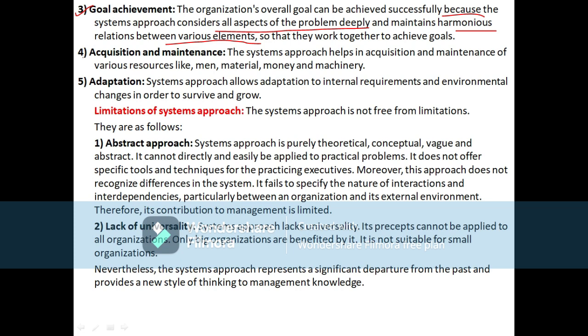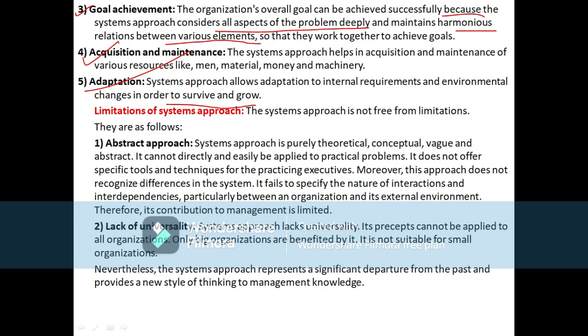Then acquisition and maintenance. The systems approach helps in acquisition and maintenance of various resources like man, material, money and machinery. So this is also another benefit of the systems approach. Then adaptation. The systems approach allows adaptation to internal requirements and environmental changes in order to survive and grow. Adaptation means it is ready for accepting the changes. So according to the changes, it is ready to change.